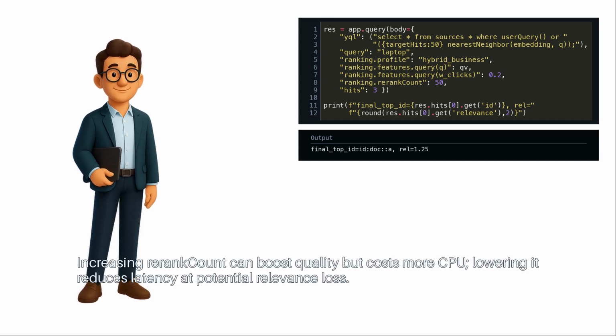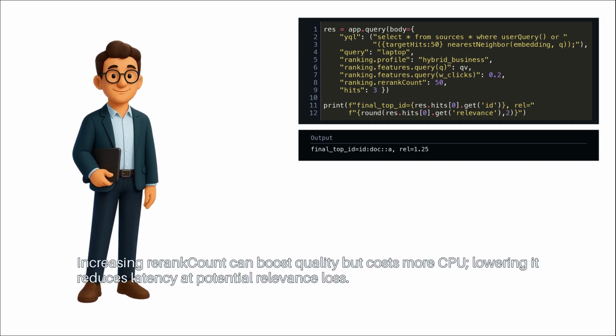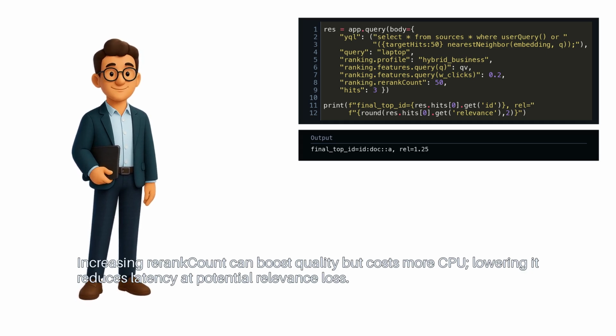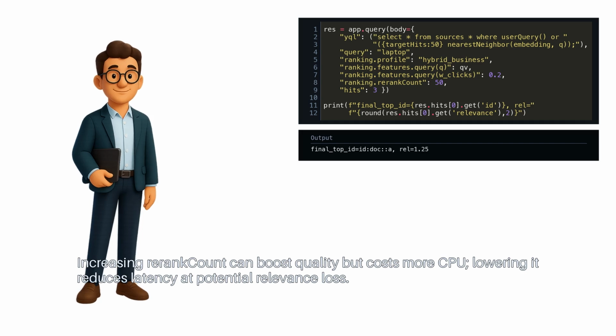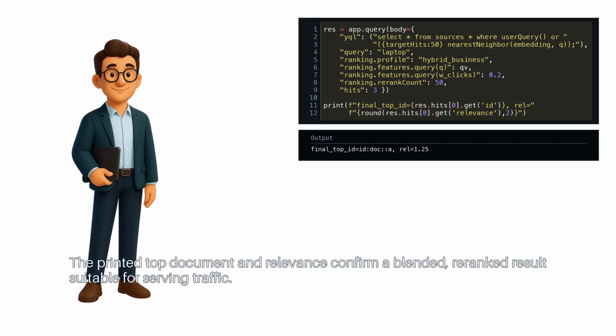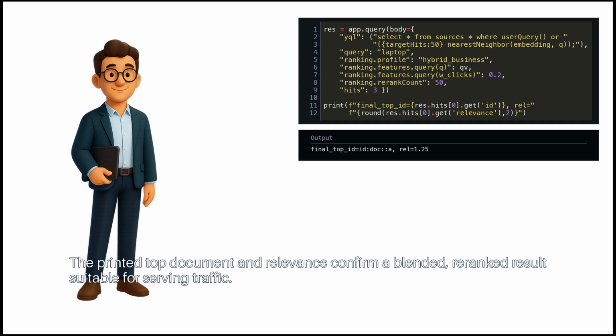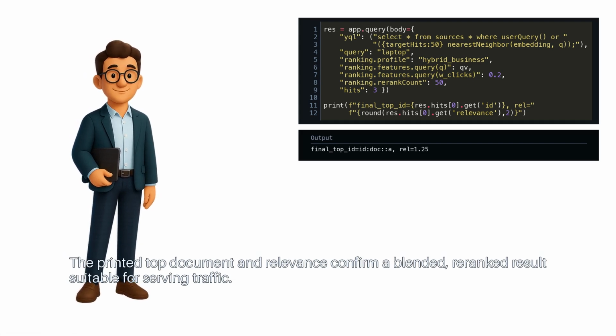Increasing rerankCount can boost quality but costs more CPU. Lowering it reduces latency at potential relevance loss. The printed top document and relevance confirm a blended, re-ranked result suitable for serving traffic.